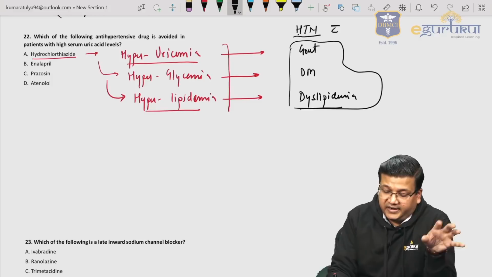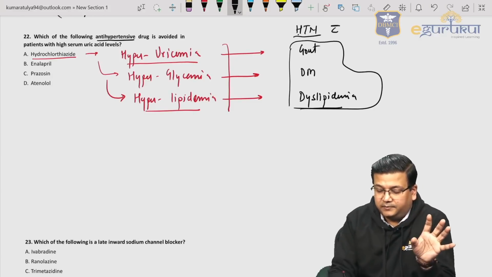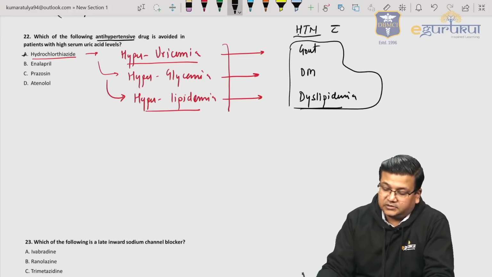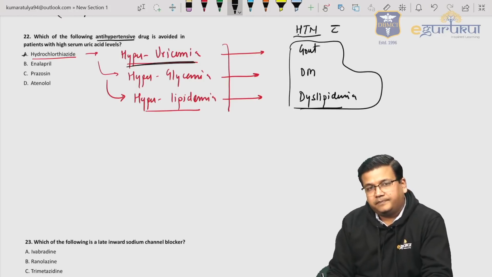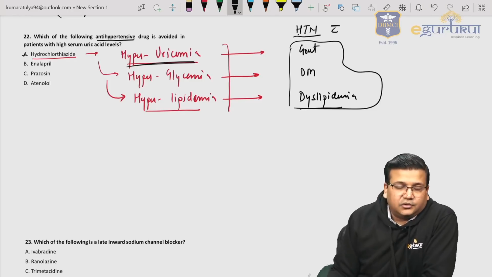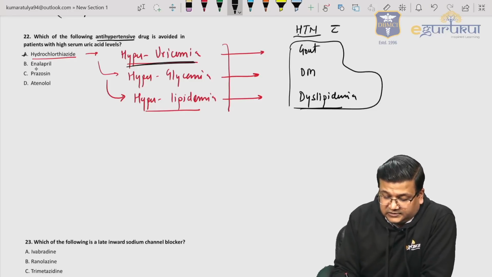Which of the following antihypertensive is avoided in patient with high serum uric acid level? Answer is thiazide because of this property of hyperuricemia. Other options are also antihypertensive, so we should know what are the contraindications for this. Enalapril.